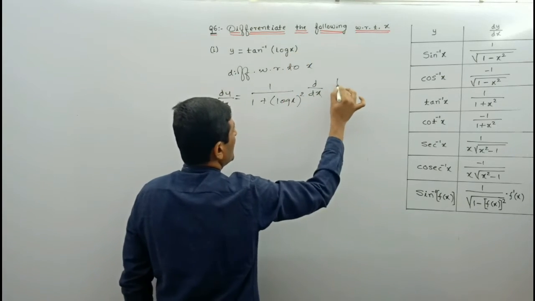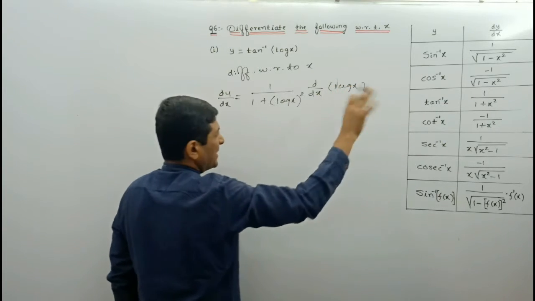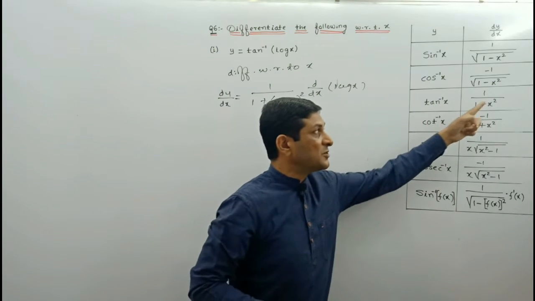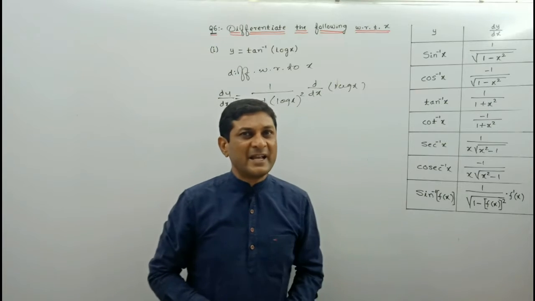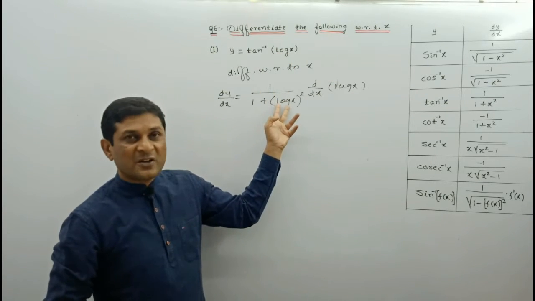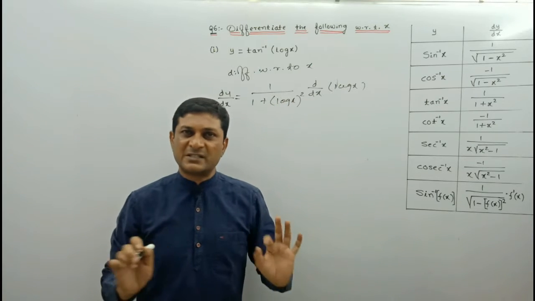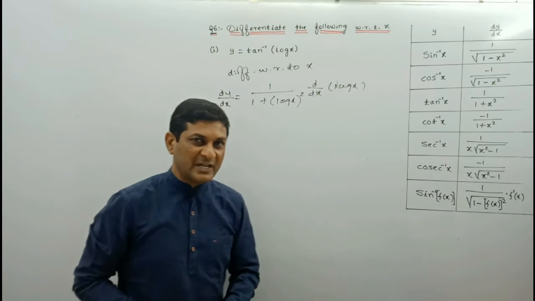What is f of x? Log x. So the derivative of log x. Just simply we have applied our standard formula. So here x is replaced by f of x. On this side also replace x by f of x, and multiply by the derivative of f of x. Here f of x means log x. So here instead of x we have written log x, and later on we are multiplying by the derivative of log x. This is nothing but the standard formula to find the derivative of a composite function.